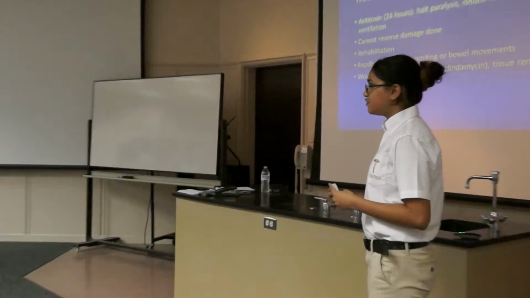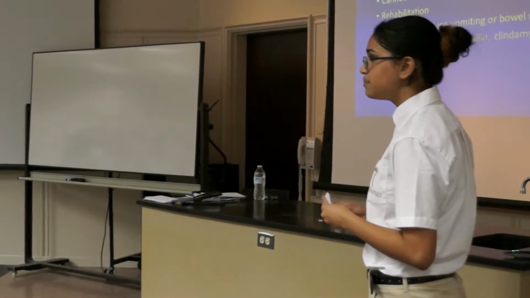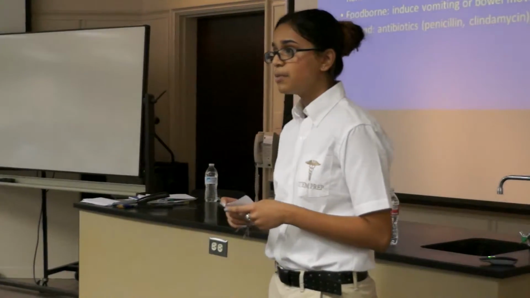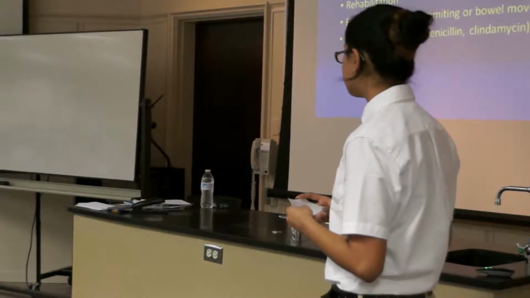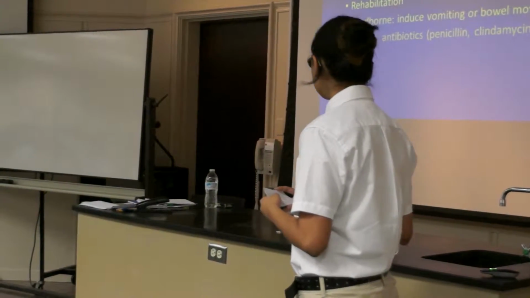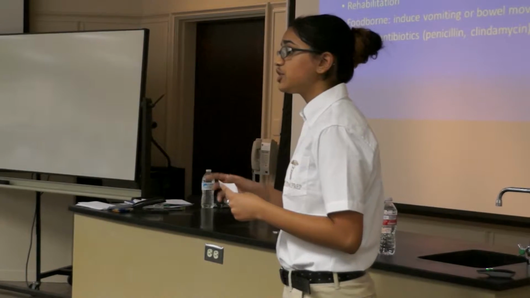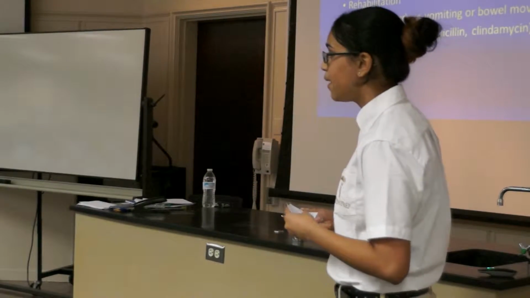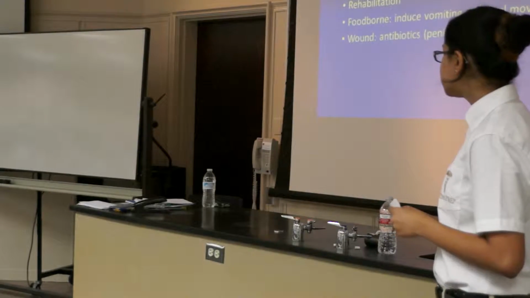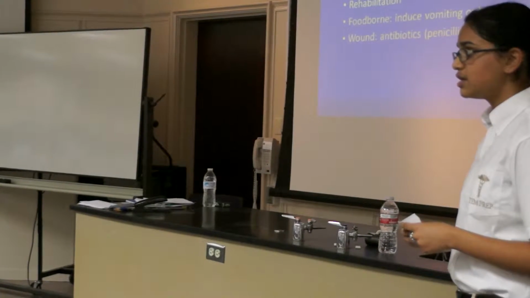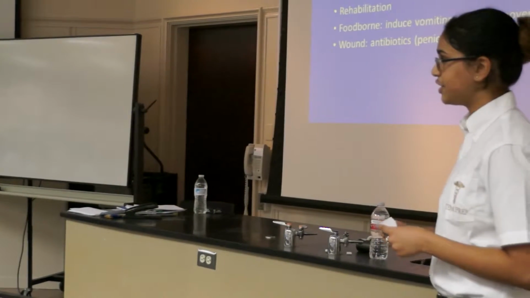In severe cases of foodborne botulism, a doctor may find it necessary to induce vomiting or bowel movements in order to hasten the release of the toxin from the GI tract. It is recommended to treat wound botulism with antibiotics such as penicillin or clindamycin. In very severe cases of wound botulism, tissue removal may be necessary.